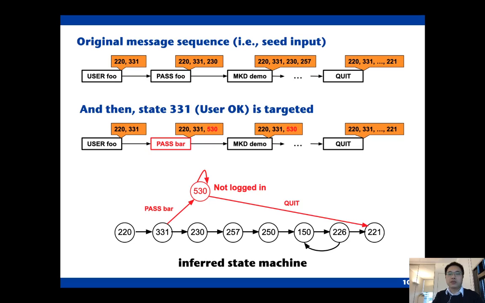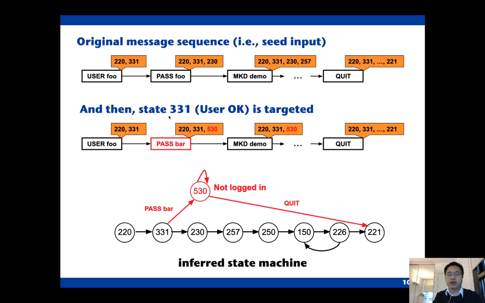As a concrete example, suppose that we have an original message sequence extracted from the sample FTP sessions. The sequence traverses the black states and the black transitions on the state machine here. And then AFLNet identifies the state 331 as a progressive state.